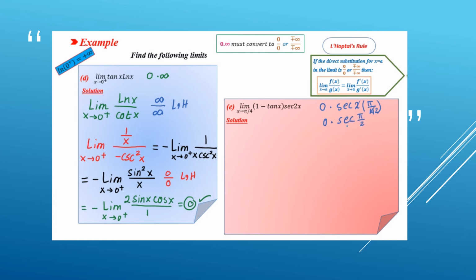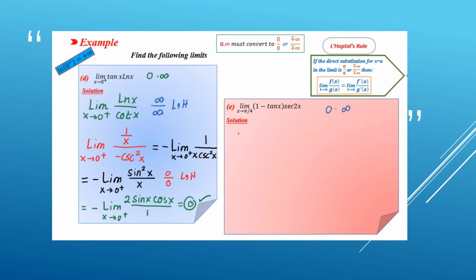And as you know, secant is 1 over cosine. So we have 0 multiplied by 1 over cosine pi over 2. And cosine pi over 2 equals 0, and 1 over 0 equals infinity. So we have the case 0 times infinity, which is an indeterminate form. So you have to convert it to 0 over 0 or infinity over infinity.